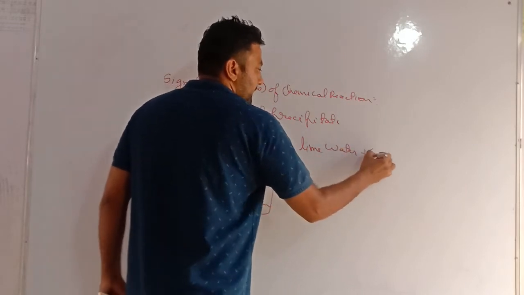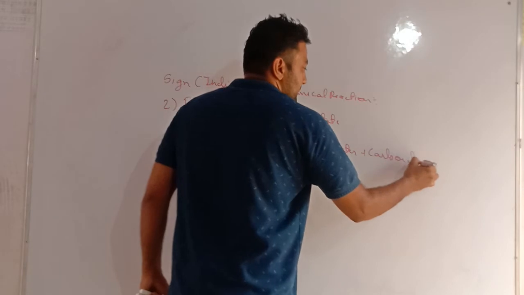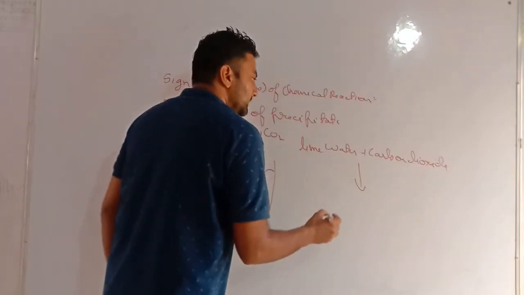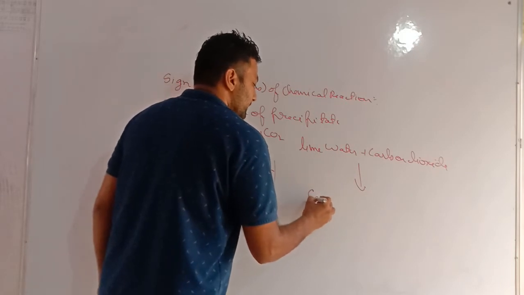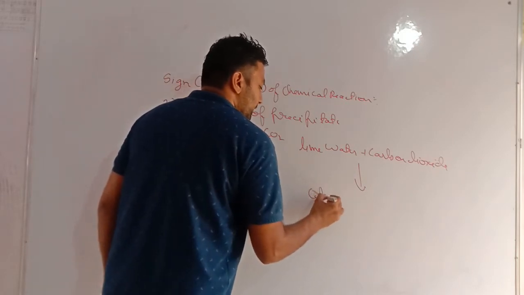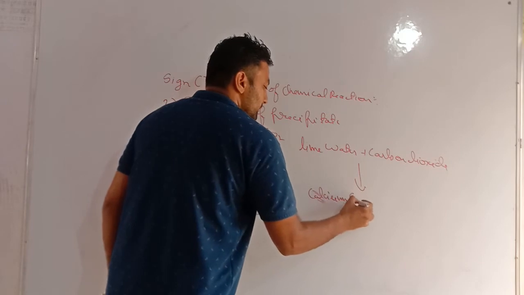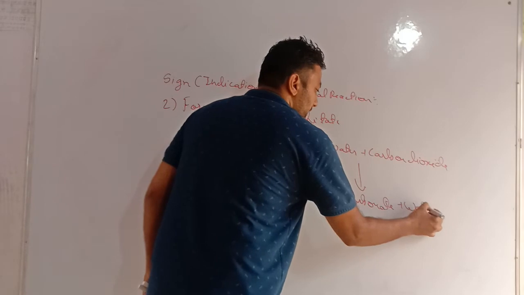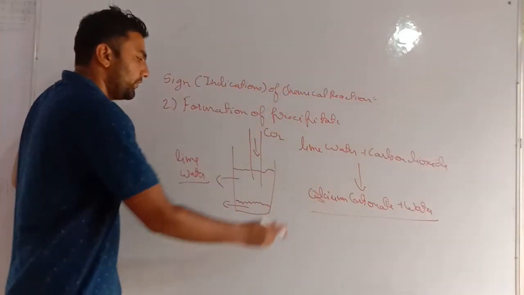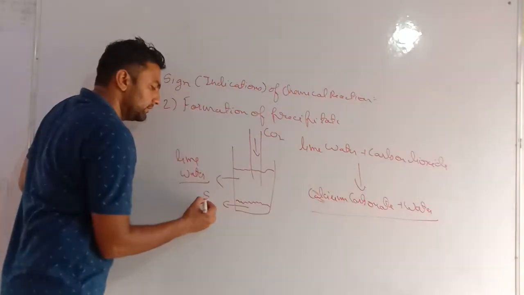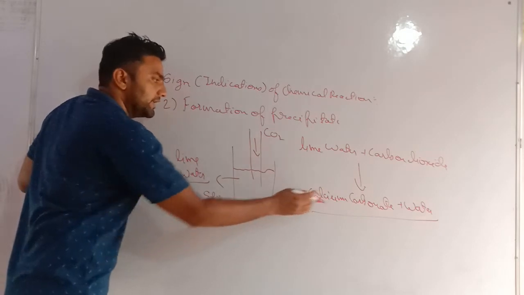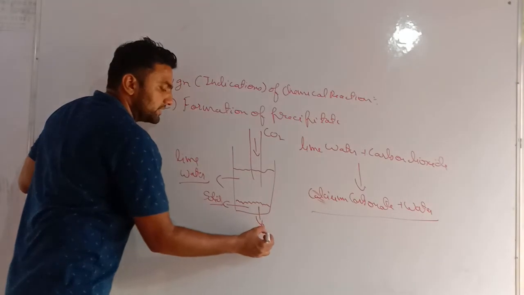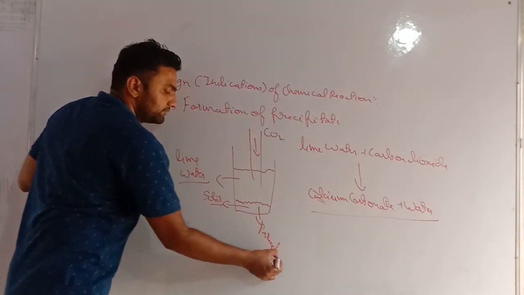Lime water plus carbon dioxide, when they react, gives us calcium carbonate plus water. See, my dear students, when I see this solid thing not dissolving in water and slowly settling down, I get to know that this is a precipitate.